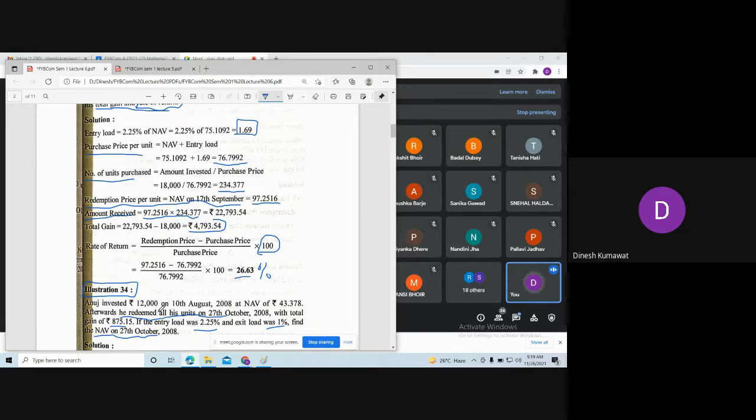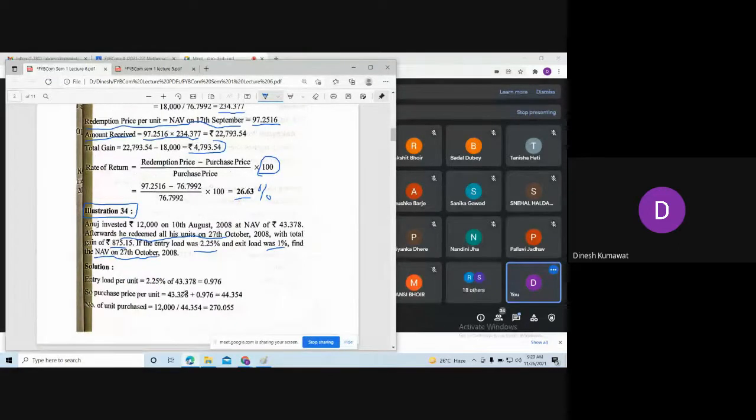So which formula are you going to use? First of all, observe there is an entry and exit load. So first we are going to add this entry load to the net asset value of purchase to find out the purchase price per unit. So calculate what is 2.25% of 43.378 and check whether you are getting the same or not.